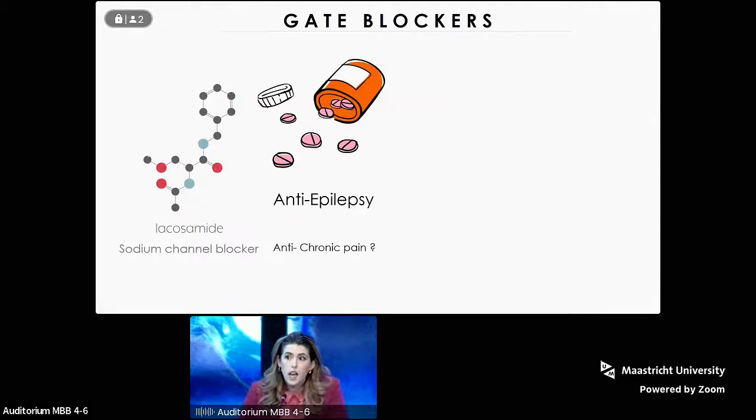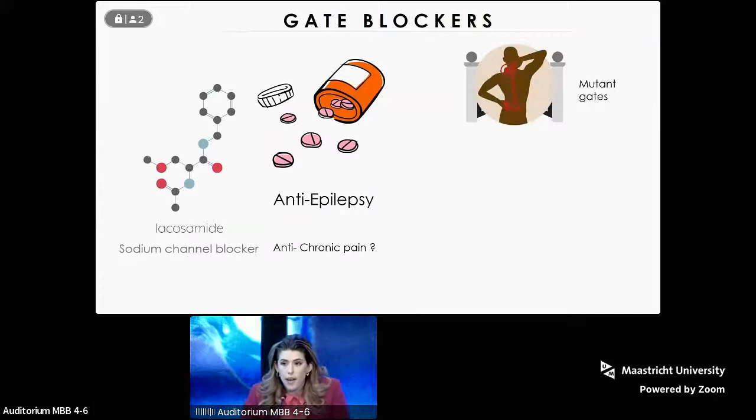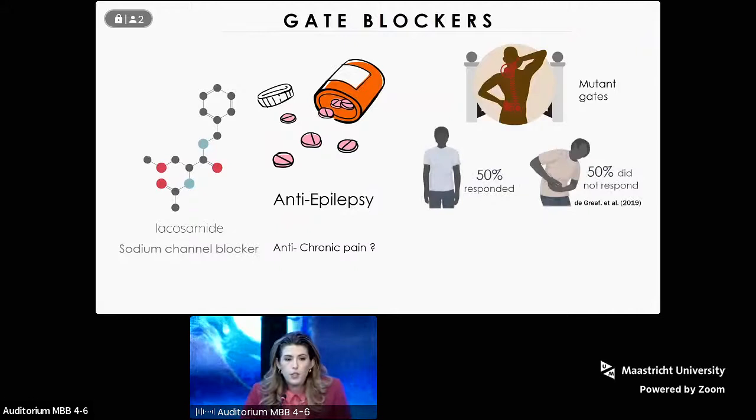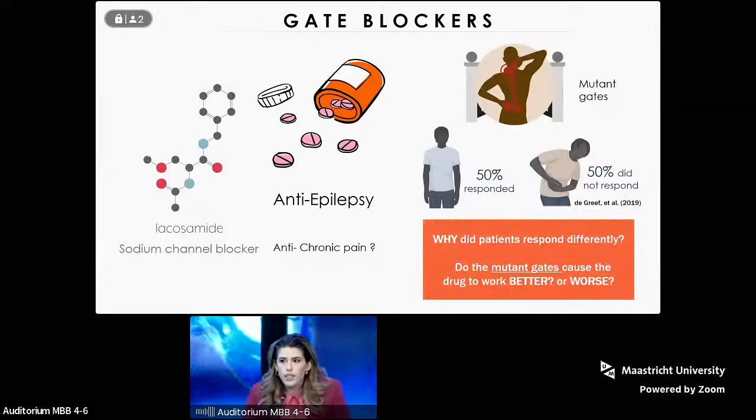One study in particular looked at patients that had mutant gates causing them to have pain and gave them lacosamide, 50% of which responded to the drug and 50% did not. So we were wondering, why exactly is that? Why would patients with technically the same cause respond differently to the same drug? Could these mutant gates not only cause people to feel pain, but also cause the drug to work better or worse? So that's what we did.